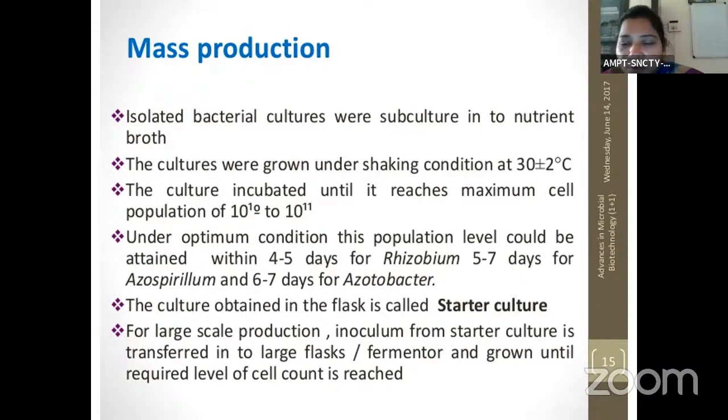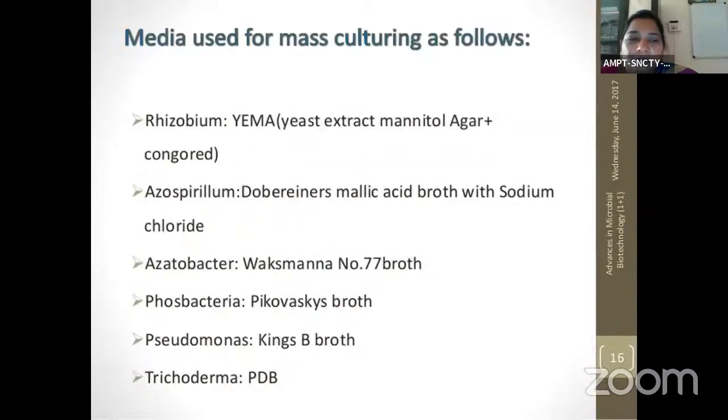Under optimum conditions, this population level can be attained within 4 to 5 days for rhizobium, 5 to 7 days for azospirillum, and 6 to 7 days for azotobacter. These are the incubation periods for each organism. The culture obtained in the flask is called the starter culture. This starter culture can be used for further mass multiplication in a fermenter or flask. For large-scale production, inoculum from the starter culture is transferred into a large flask or fermenter and grown until the required level of cells is reached, at a maximum population size of 10 to the power of 10 or 10 to the power of 11.